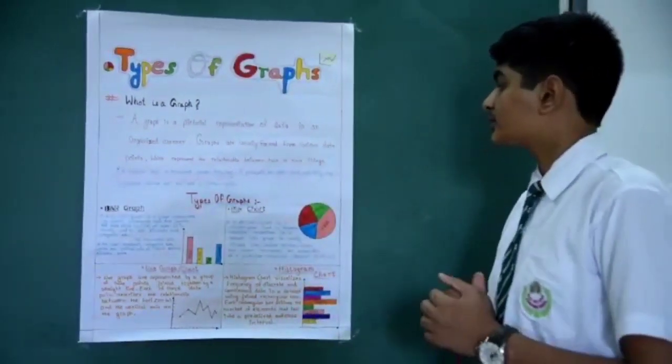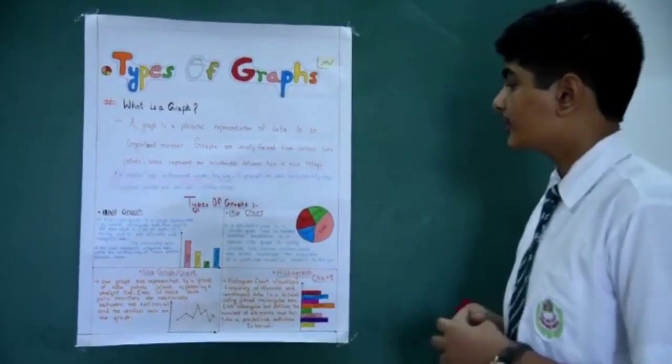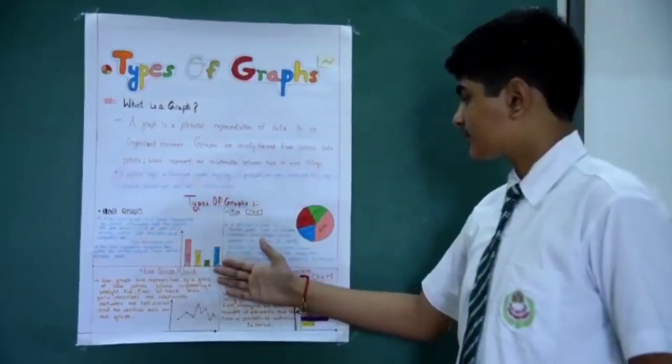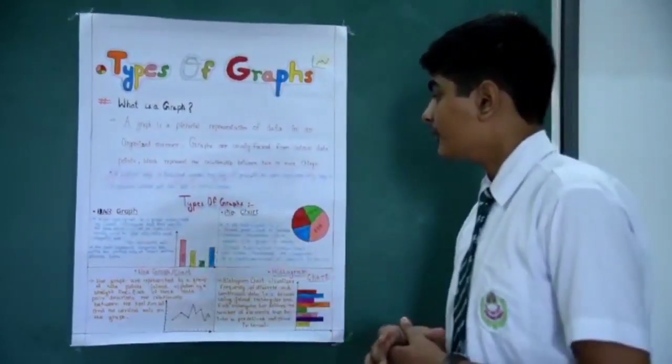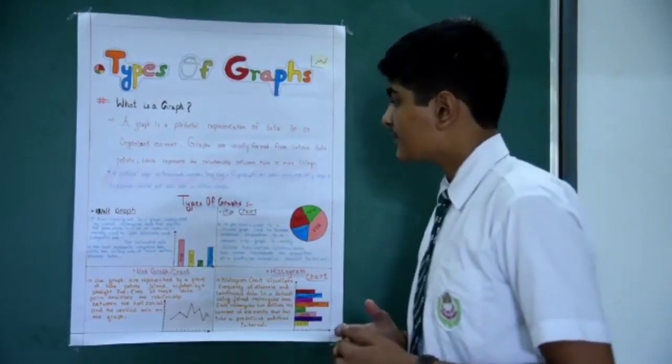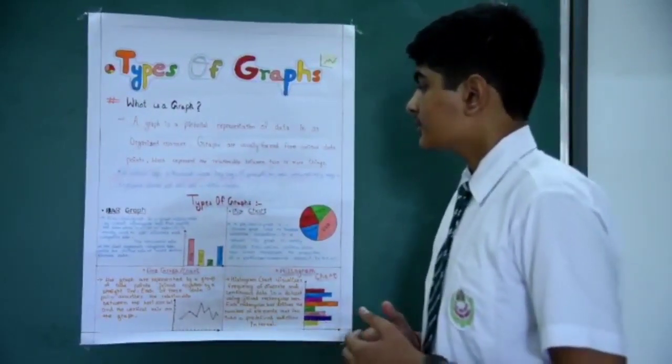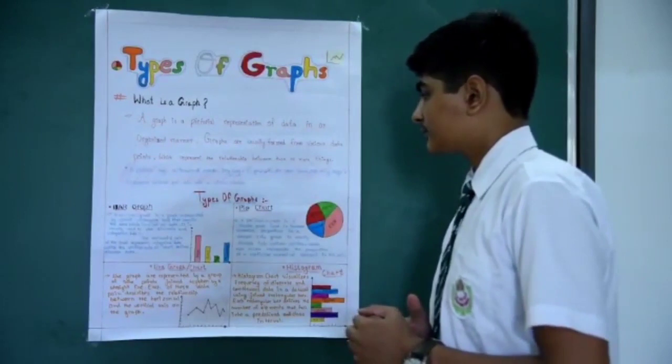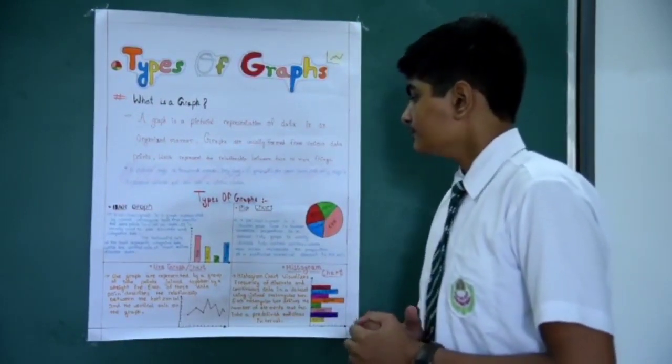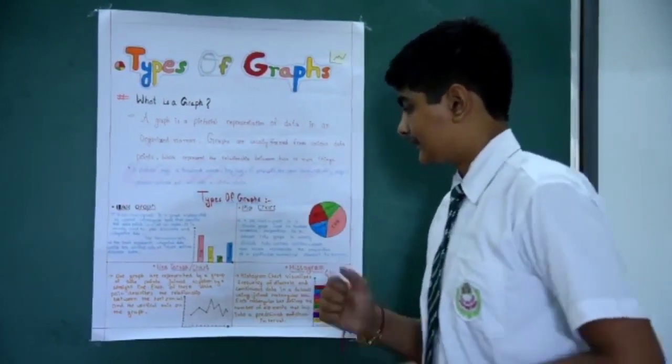So now we are going towards the types of graph. First I am going to tell you about the bar graph that is present here. A bar graph is a graph represented by spaced square bars that describes the data points in a set of graphs. It is usually used to plot discrete and categorized data.